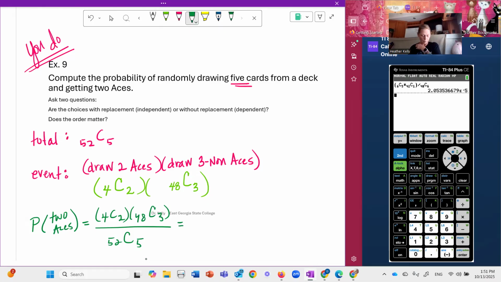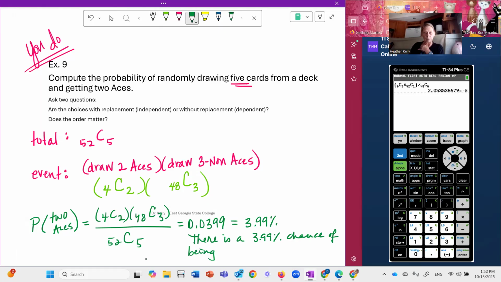And when we crank that through, we get 0.0399, which is 3.99%. So basically there is a 3.99% chance of being dealt two aces.